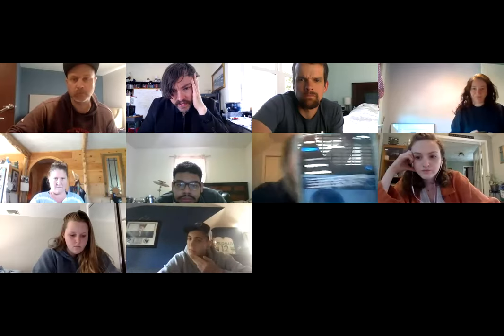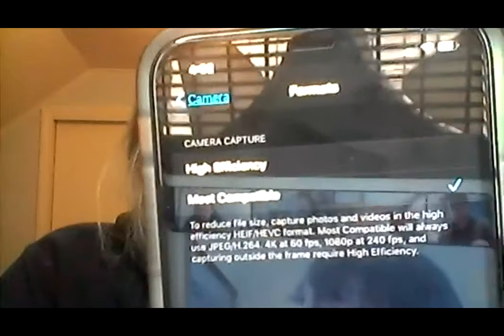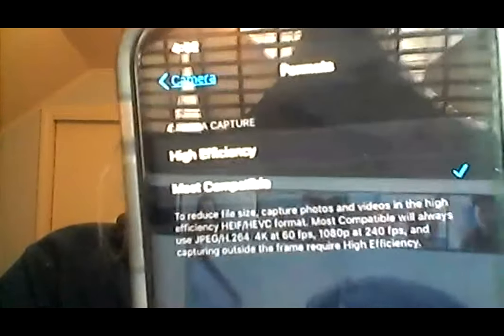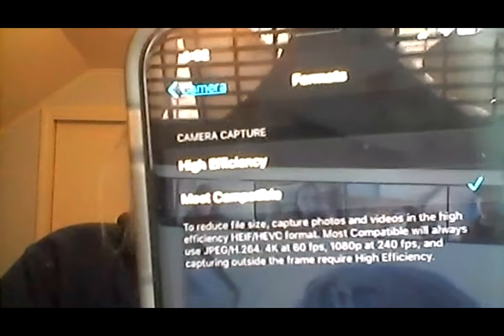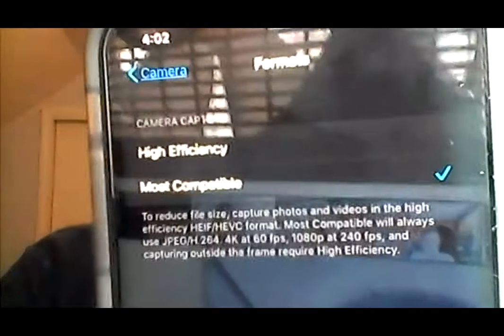Let me, hold on. I need to speaker view you. Hold on a sec. Hopefully you don't get any funny text messages here. Oh, it says high efficiency. Oh, what's the other one? Oh, most compatible. Good. No, that's good. So, hey, guess what? Catherine, yes, you did good, and you need to keep it on most compatible.